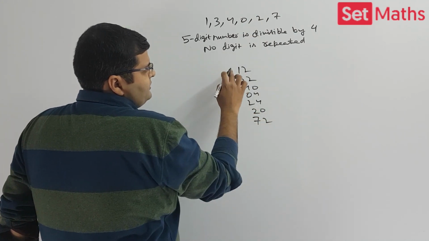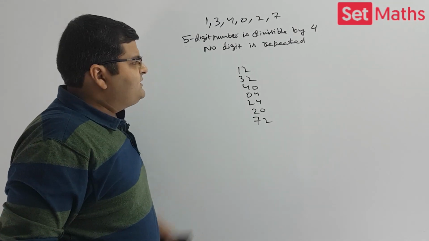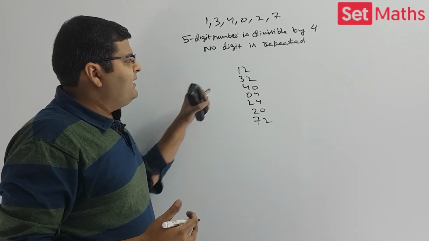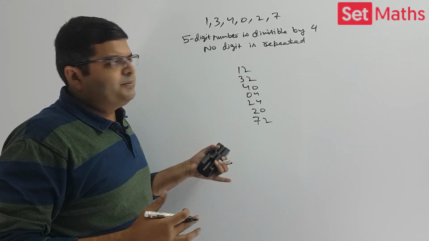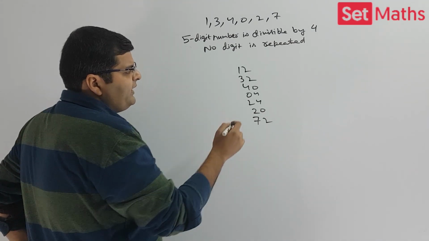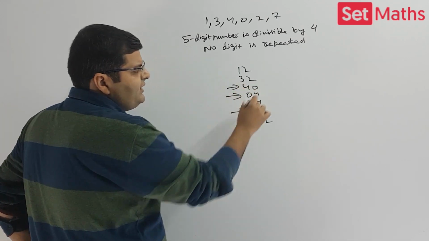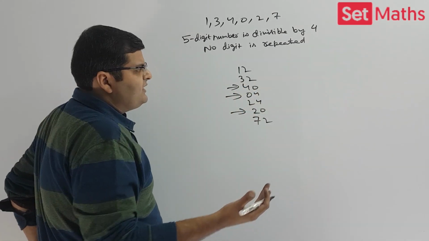Okay, so I have these 1, 2, 3, 4, 5, 6, 7 options. So a 5 digit number has to end with any of these 7 options for it to be divisible by 4. Now if you look at it, I have zeros in these 3 cases, so I will take care of these 3 cases separately.